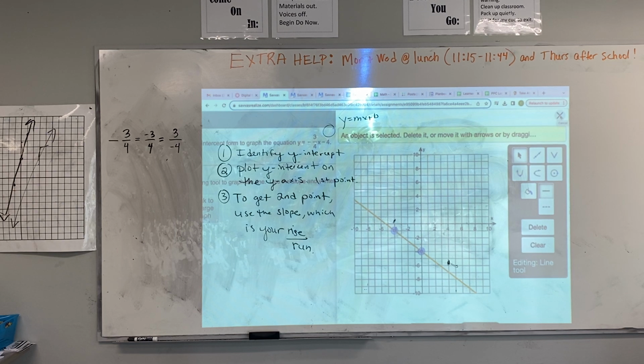Good. And then go over 5. How do you know which way to go? We went down 8, so that was our negative. We already used our negative. So 5 is positive. It's going to go to the right.